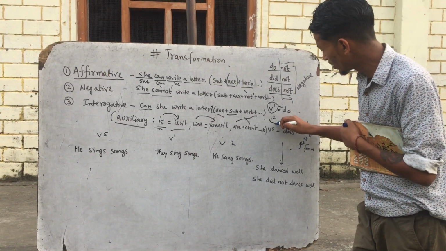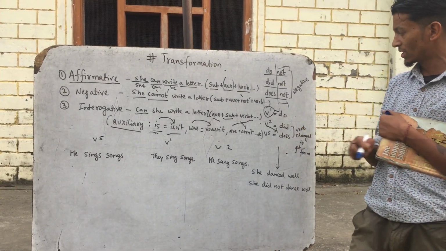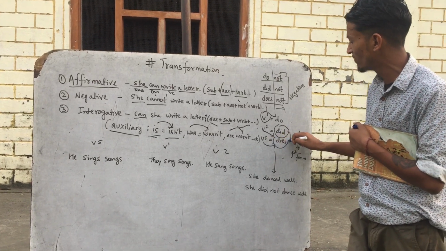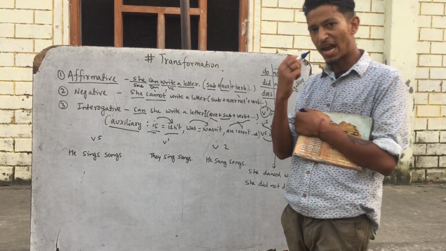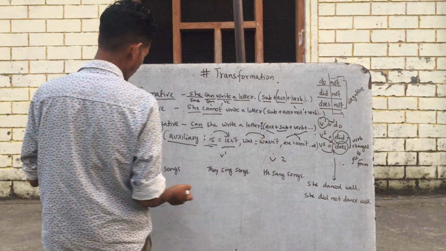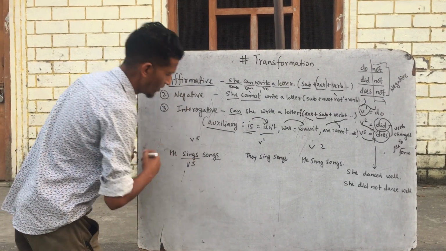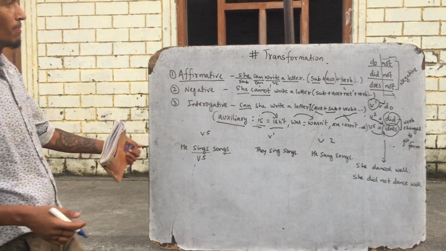If there is V2, verb 2, in a sentence, then we will apply did. And if there is V5 in a sentence, then we will apply does. Let's see with the help of an example. So here I have written, he sings song. So sings is V5. Alright.